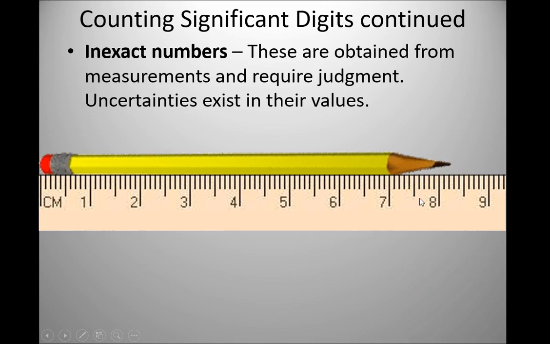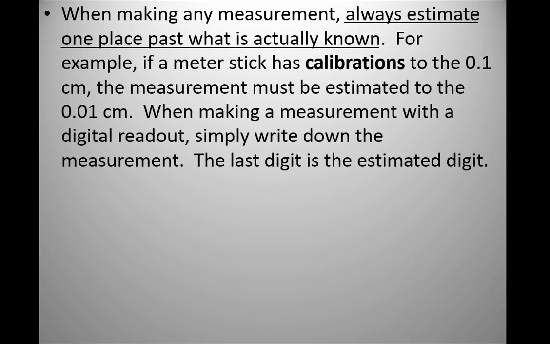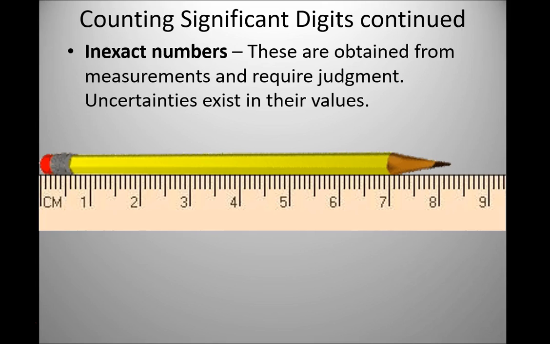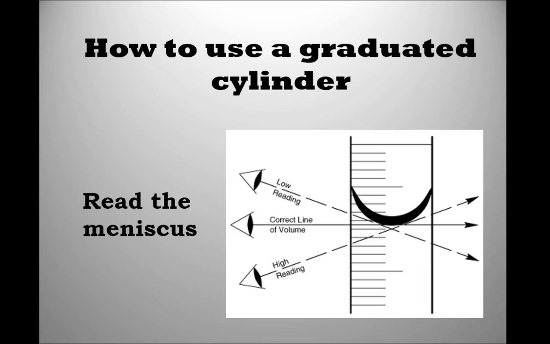So that 0.2 is the known part, and you would have to guess the number that's going to come after that. So that's what I mean when I say past what is actually known. It's past the smallest calibration on whatever equipment you are using. Now that last digit is always the estimated digit, and that's the part where I said a little bit of guesswork comes into play, and that's why I said I could have 4 or 5 different people measure this pencil and give me 4 or 5 slightly different numbers, but they could all be correct, and it's because that last digit is guessed.